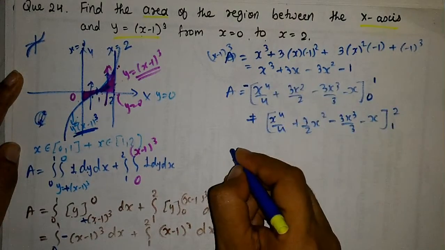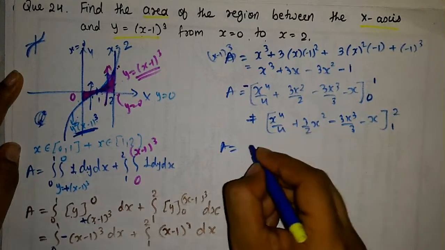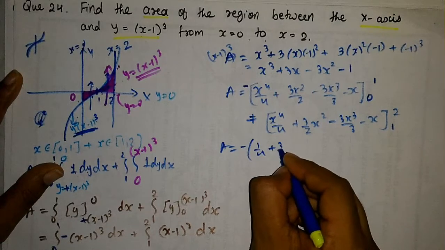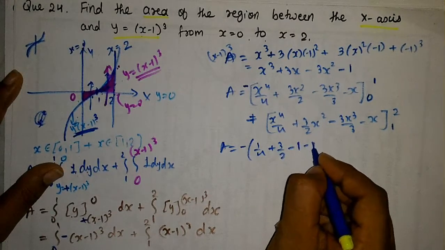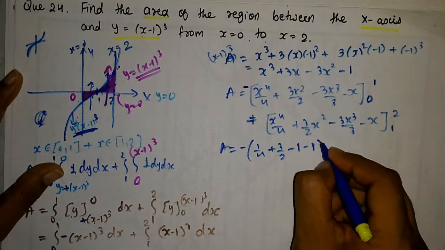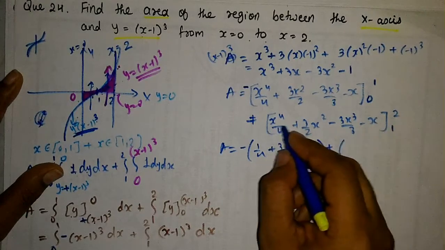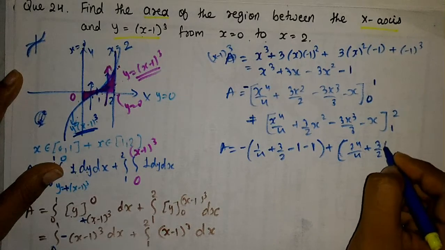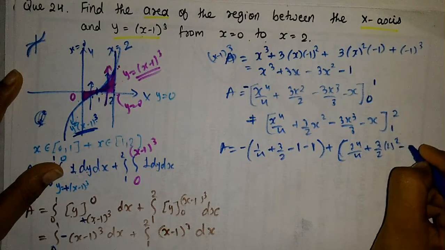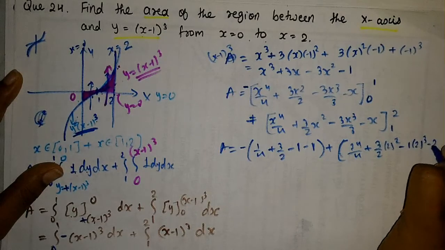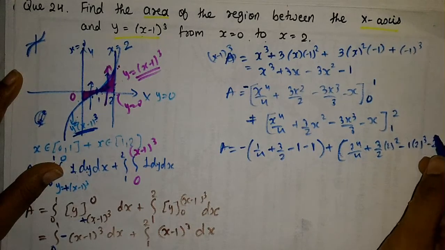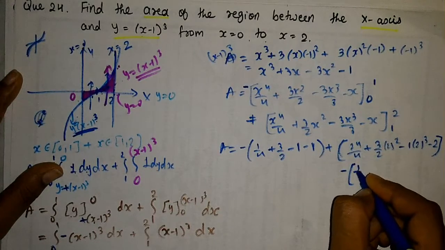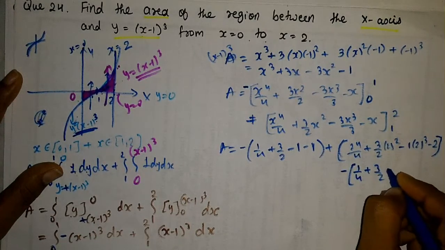Now put the limit. So area is equal to minus of 1 by 4 plus 3 by 2 minus 1, and 0 will be 0 only, plus here it will be 2 raised to 4 by 4 plus 3 by 2 into 2 square minus 1 into 2 cube minus 2, and this term minus, put 1 by 4 plus 3 by 2 minus 1 minus 1.